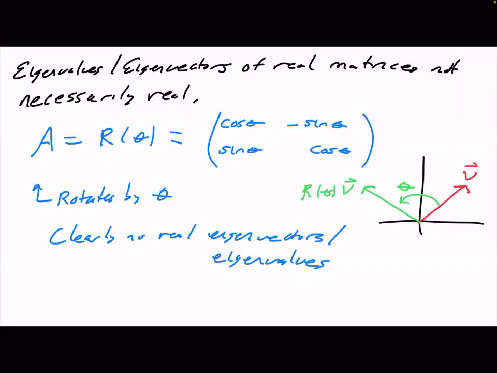So I can give you a real matrix where the eigenvalues and the eigenvectors are not necessarily real. The simplest one that I can think of is a rotation matrix. The rotation matrix rotates you by theta radians if you're a mathematician, or rotates the coordinate axes by theta radians if you're a physicist. I think this is how it's done.